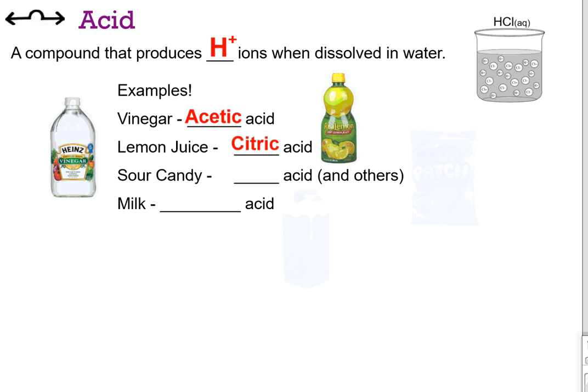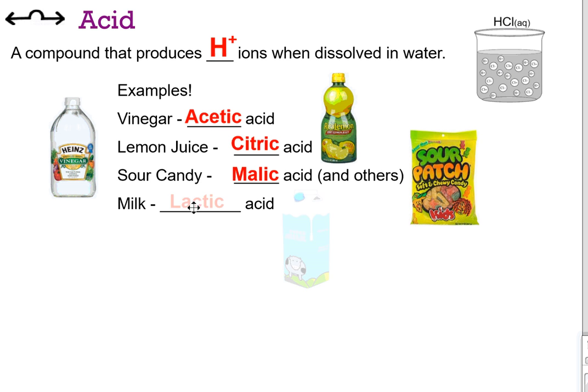Some examples of common acids you may find around your house. Acetic acid is in vinegar. It's about a 5% solution. Citric acid is present in citrus fruits and juices. Sour candy is flavored with malic acid, fumaric acid, tartaric acid, citric acid, and several others, and that's what gives them their super tangy taste. And lactic acid is found in milk.